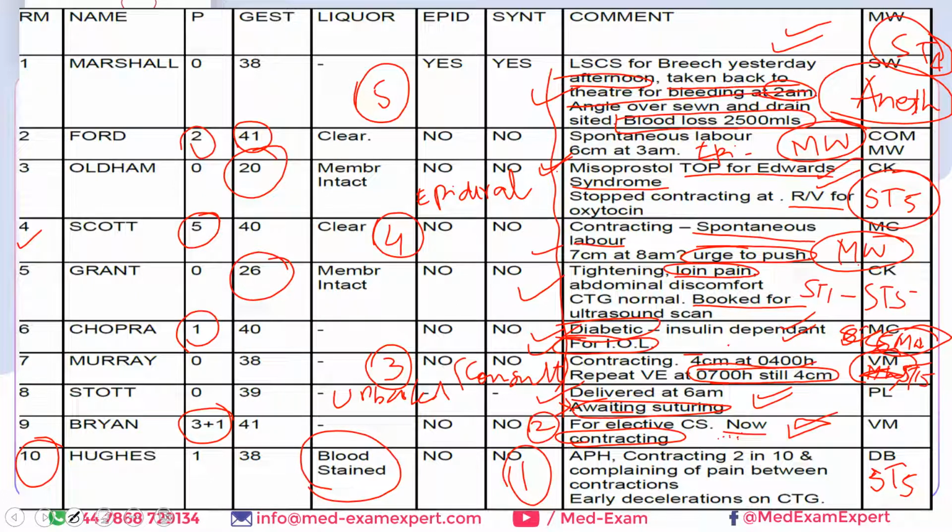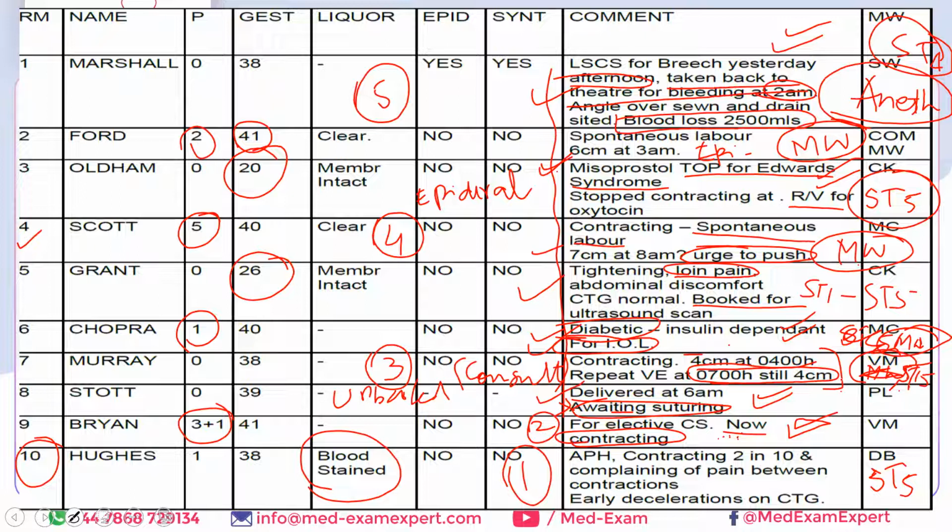So yes, I need to involve my consultant in this case too. The primipara, she is 38 weeks, contracting, 4 centimeters at 4 hours, and repeat vaginal examination at 7 hours, still 4 centimeters. So this seems to be a prolonged first stage as well. So it needs further examination. So I will go to this woman after dealing with all emergency cases. I will go and examine myself.